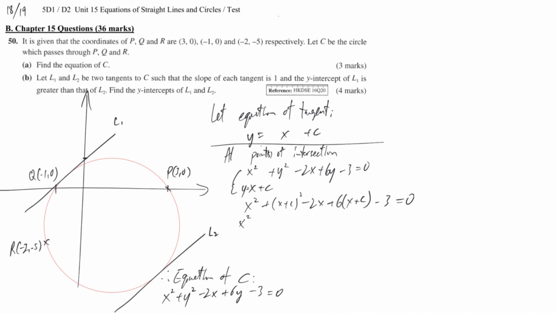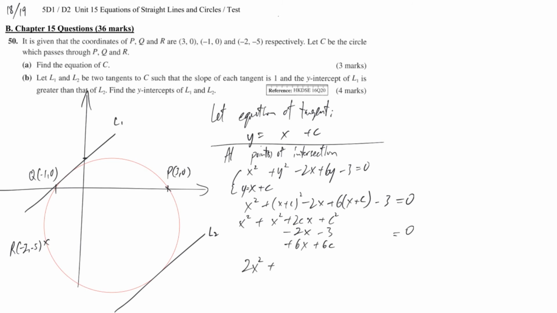So we are going to find that by expansion. Minus 2x, and then we have plus 6x plus 6c and minus 3 here. So 2x squared and then plus (2c plus 4) times x. It's very clear that we separate the a, b, and c for the quadratic equation. Because this is a tangent, there is only one point of intersection. So this quadratic equation should provide only one repeated root.